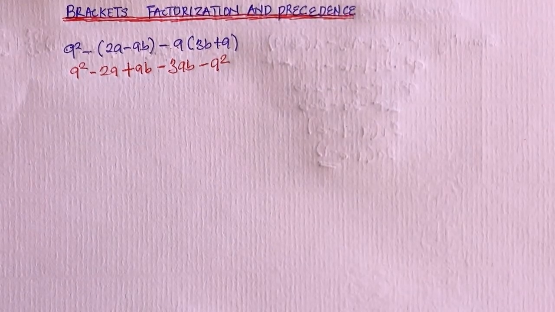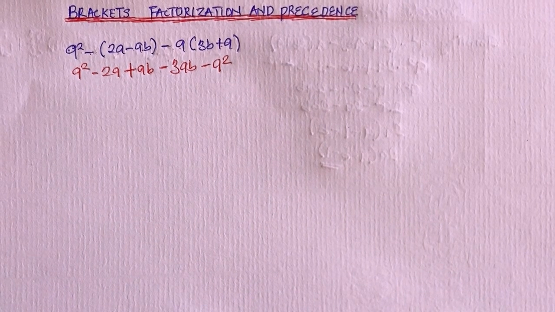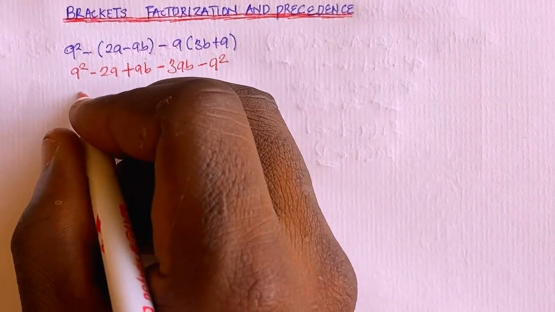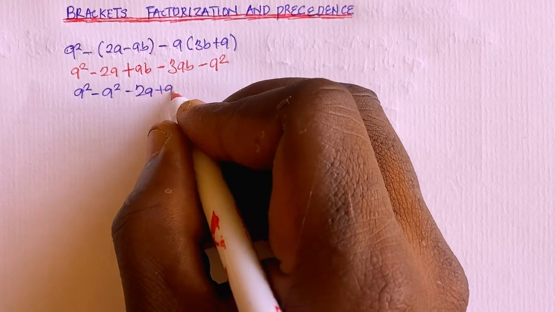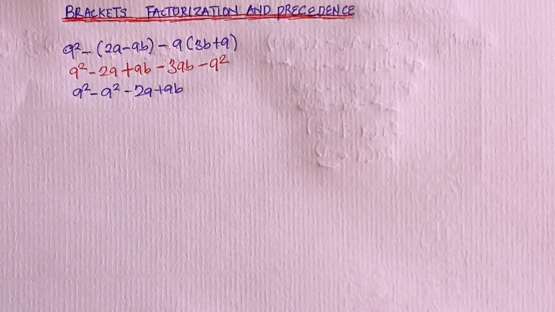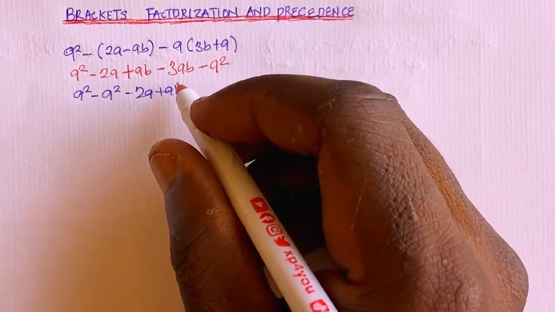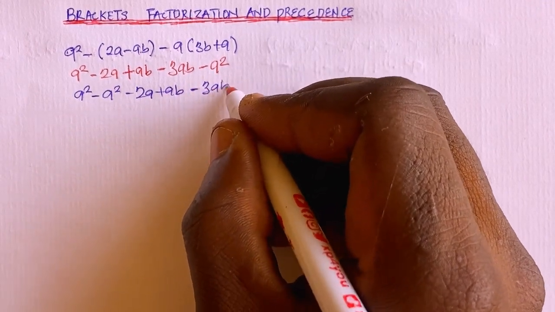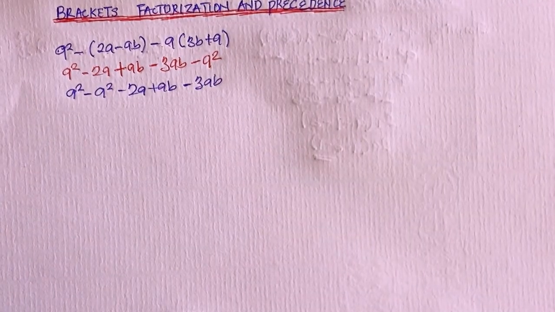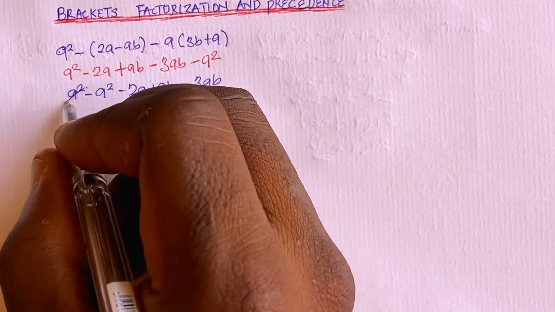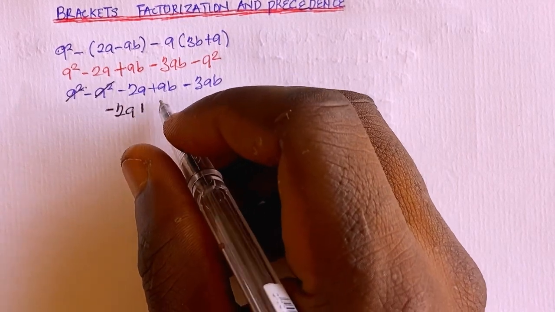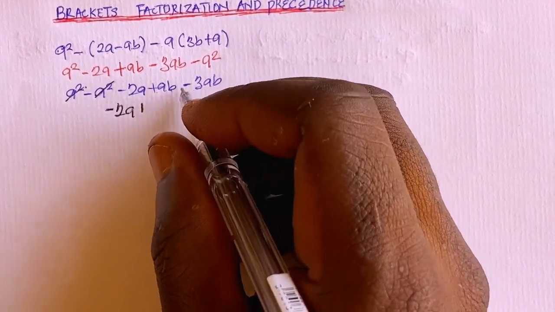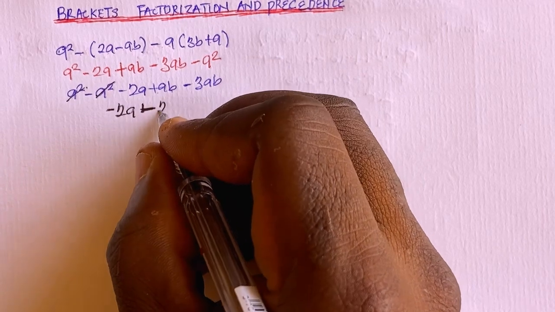So now I'm going to collect the similar terms together. Collecting them, I'm going to have a squared minus a squared, minus 2a, plus ab, then minus 3ab. So next I will simplify. This will cancel this, then I'm going to have minus 2a plus ab minus 3ab. So here I'm going to have minus 2ab.